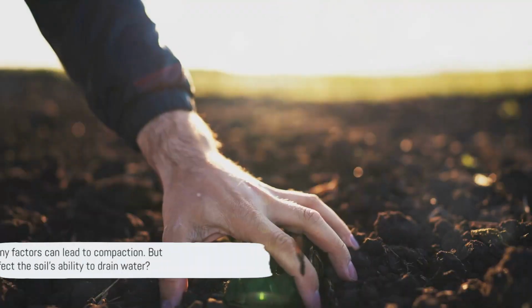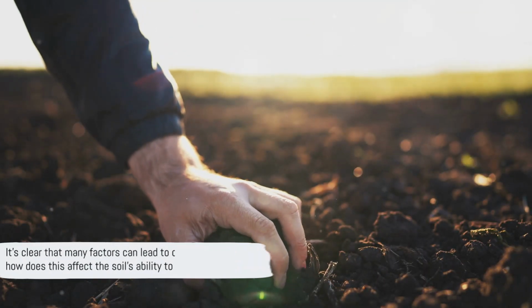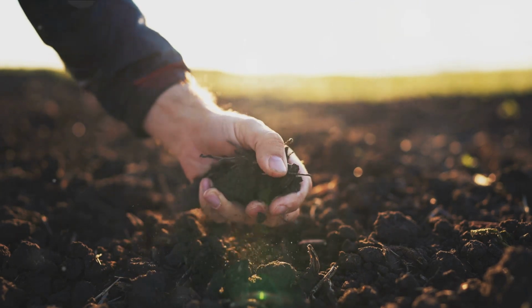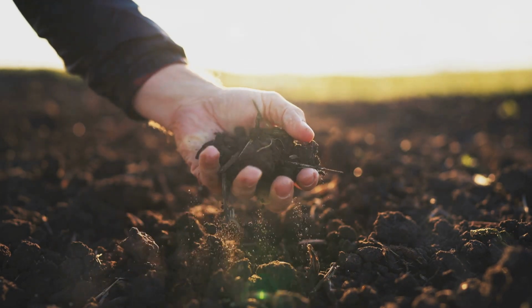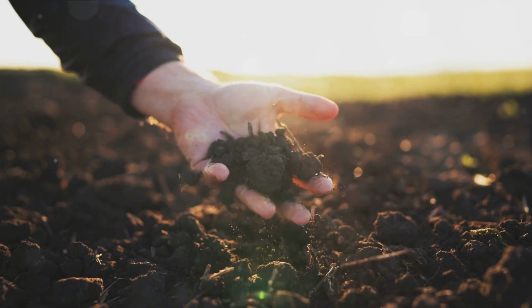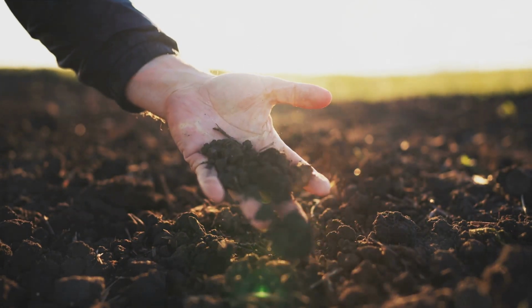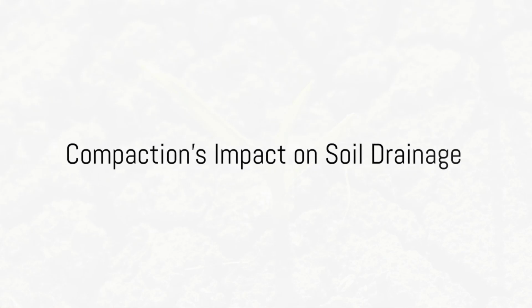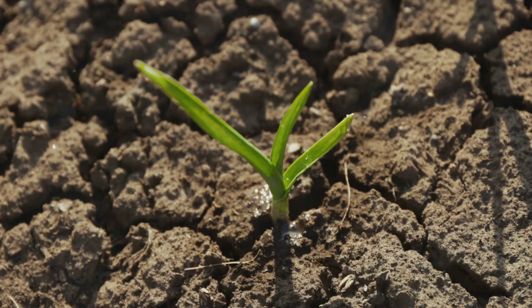It's clear that many factors can lead to compaction, but how does this affect the soil's ability to drain water? That's what we'll be exploring in the next scene. So stay tuned as we continue our journey into the world of grassland compaction. Proper soil drainage is crucial for healthy grass growth, but compaction can seriously affect this. Let's dive into the world beneath our feet to understand this better.